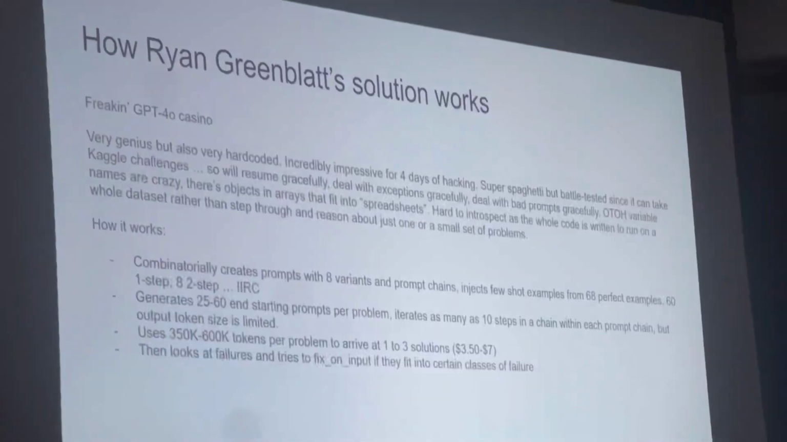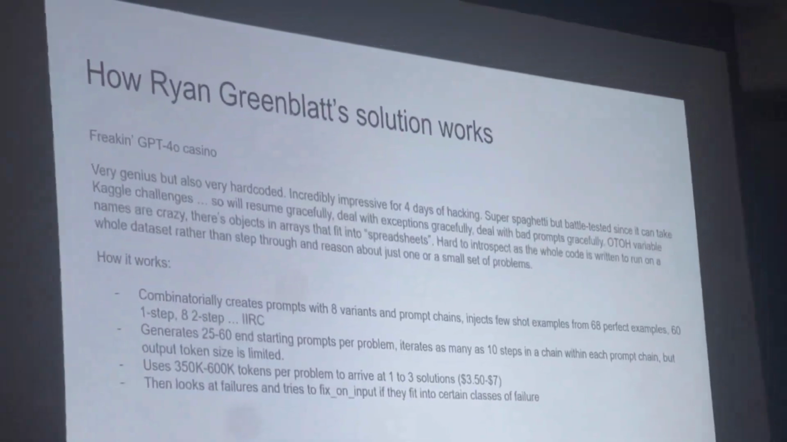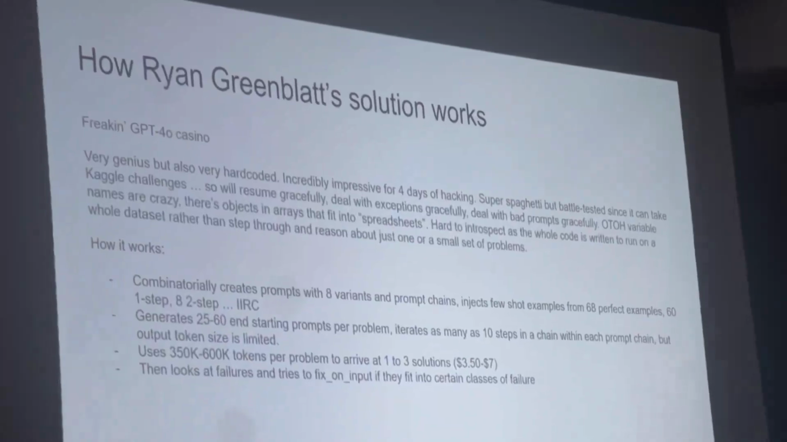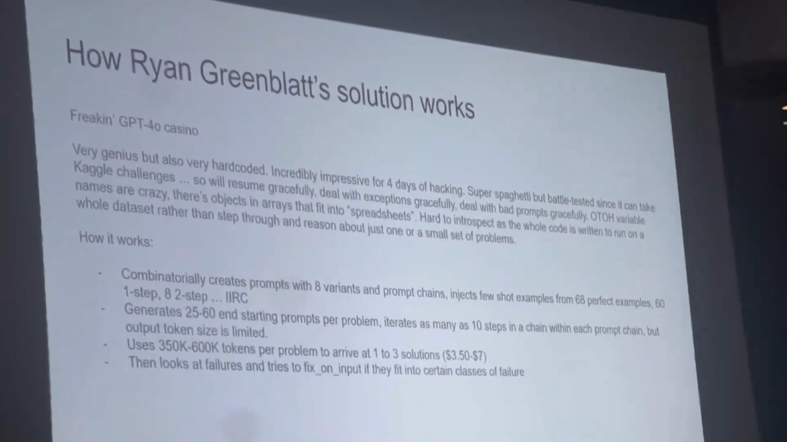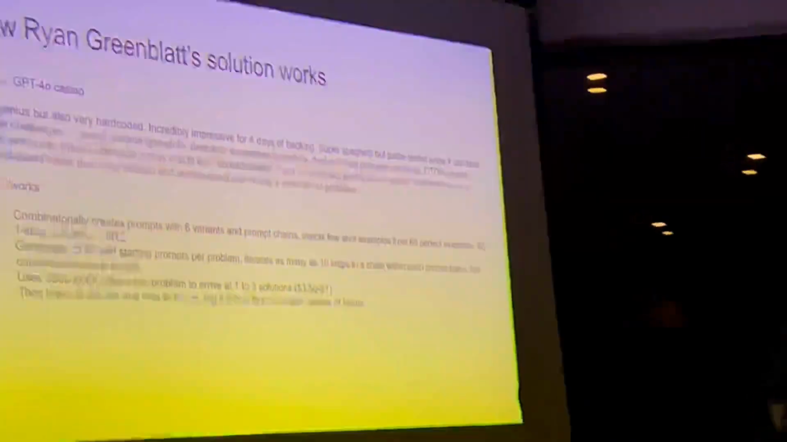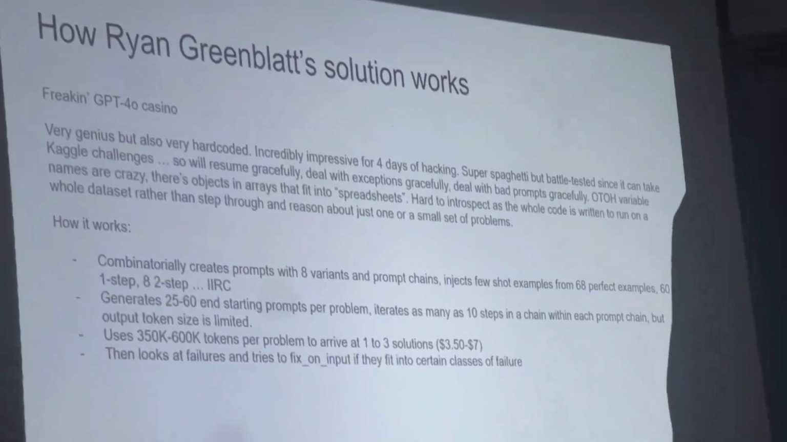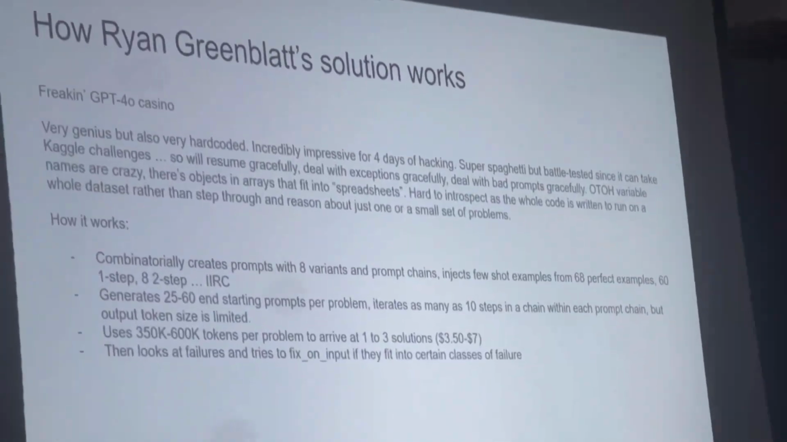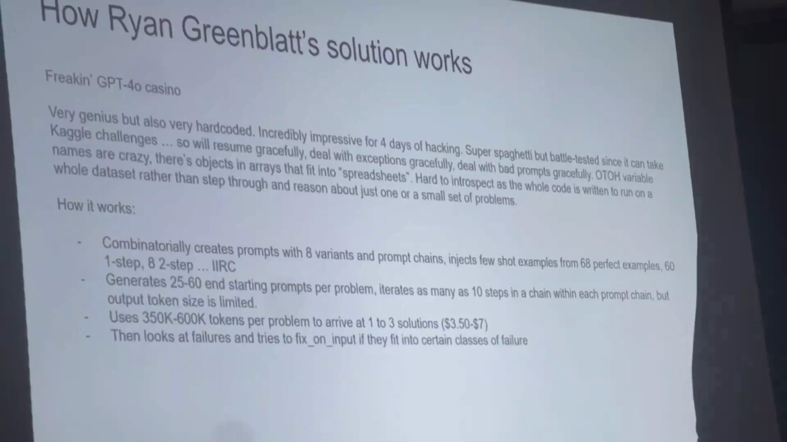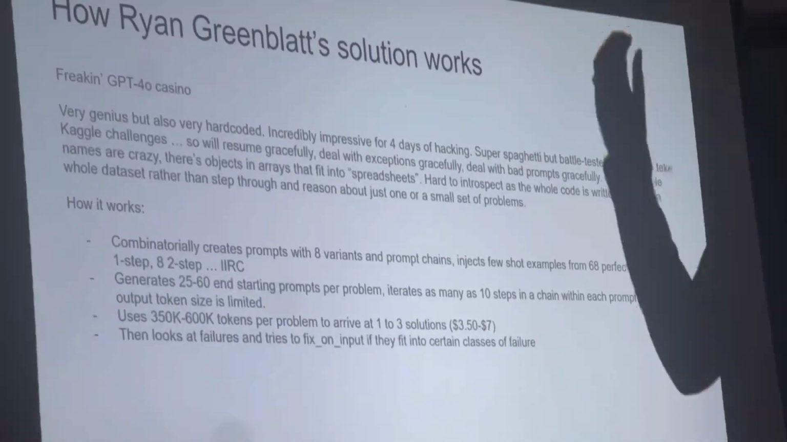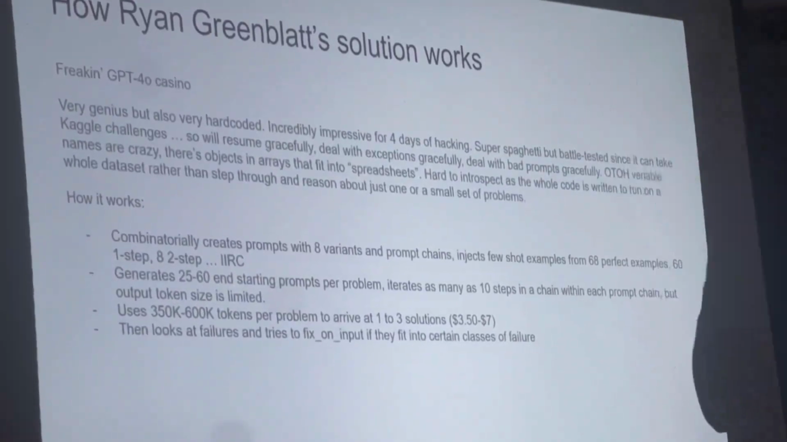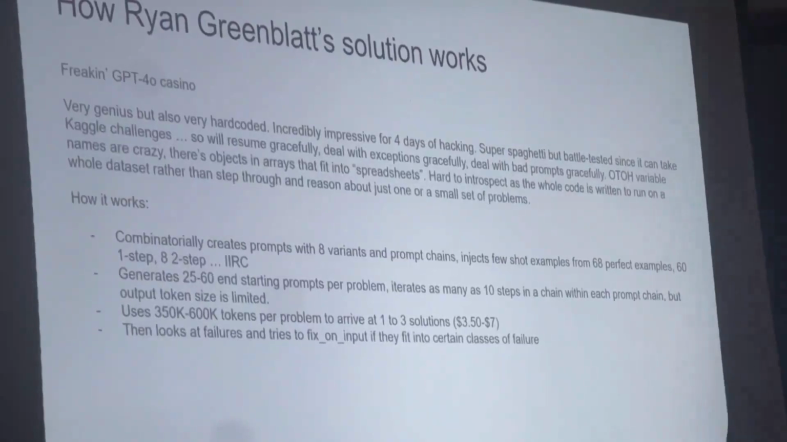The second part of the problem is the part that I worked a bit more on, which is getting into how Ryan Greenblatt's solution actually works. The man's a genius. He wrote it in 4 days. It's battle tested. It survives rate limits. It's meant to be submitted to Kaggle and so run for hours on its own. But on the other hand, we were calling it a GPT-4.0 casino, because it takes between 25 and 60 starting prompts, there are 8 basic variants, and then it injects few-shot examples using an algorithm I still don't fully understand, although I'm getting closer.